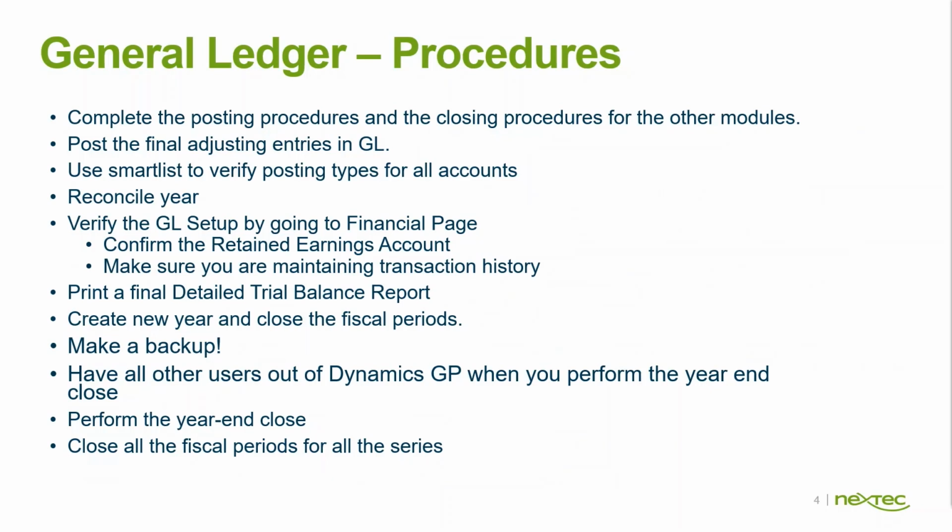The General Ledger procedures: you complete the posting procedures and closing procedures for all the other modules. You need to post the final adjusting entries in GL. You can use SmartList to verify your posting types for all of your accounts. This is very important. Your balance sheet accounts will obviously move the balances forward, and your P&L accounts will close out to retained earnings. So we want to make sure those are correct prior to the year-end close.